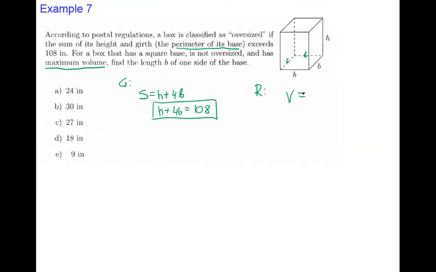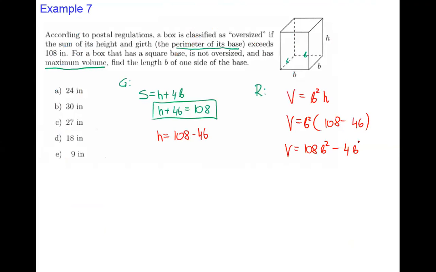Required information, volume. Who can give me the formula for the volume using these labels? Yes, B squared times H. Who can tell me what H is equal to? Because we can see that's probably an exam type question. We have to be efficient. What is H? Yes, thank you. 108 minus 4B. That means B squared times 108 minus 4B, which is 108 B squared minus 4B cubed.